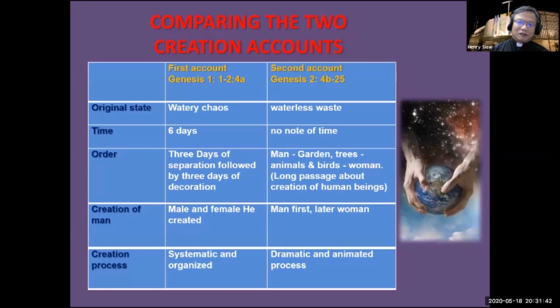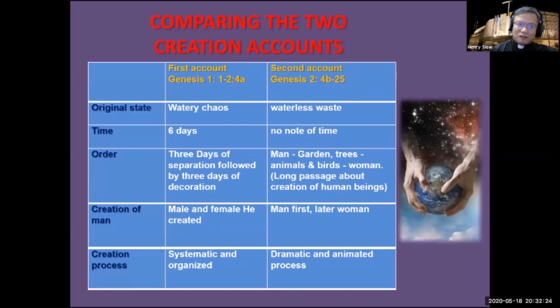Whereas for the second account, it was a continuous description. Man was first created. He was put in the garden. There were trees, animals, and birds. Then God felt that man should have a companion because no other animal was found to be suitable to be his companion. Then God created Eve, taking the rib of the man when he was asleep. So it was a long passage about the creation of human beings. The whole focus was actually on human persons. The other things are just a byword.